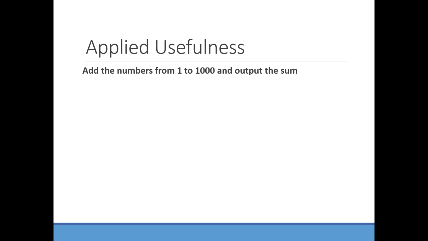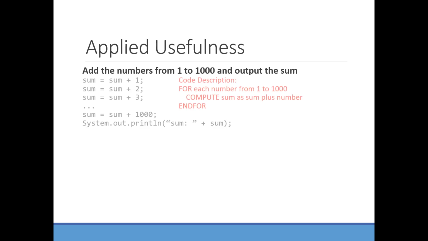Now I could manually do it, 1 plus 2 plus 3 plus 4 plus 5, and that wouldn't be a problem. So we have our code, sum is equal to sum plus 1, sum is equal to sum plus 2, and we continually do that till we get up to 1,000 lines of code, and that would work. Right? So basically what are we doing on each step? We're saying for each number from 1 to 1,000, let's compute the new sum as sum plus number.